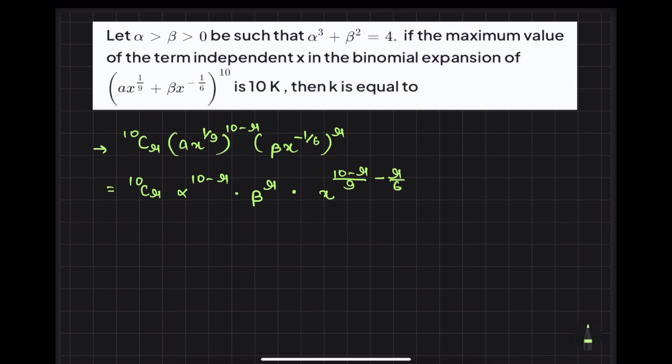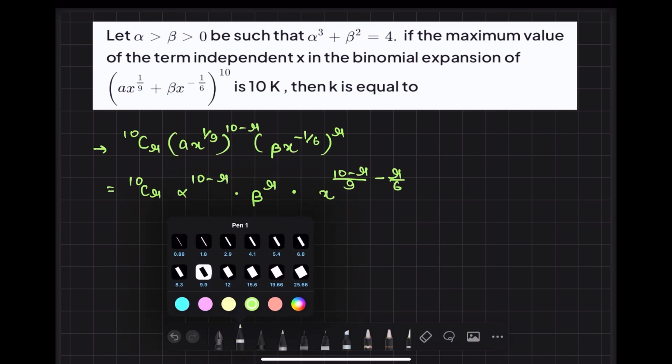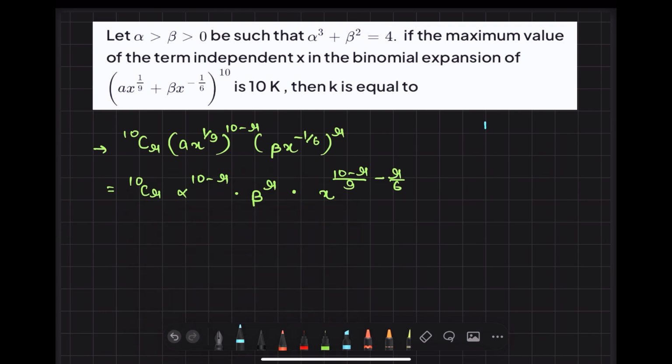Now what is our required thing? We want the term independent of x. This means the power of x should be 0. So let's write that down: 10 minus R by 9 minus R by 6 equals 0. So it is 60 minus 6R minus 9R equals 0. So it is 15R equals 60. Okay, so R is 4.